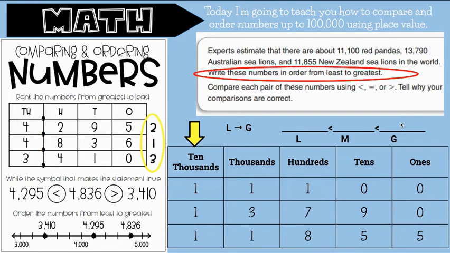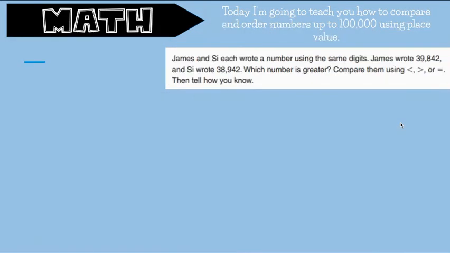Awesome. Okay, are you ready for a chance to do it by yourself? Here is yours. James and Sai each wrote a number using the same digits. Think about what a digit is. James wrote 39,842 and Sai wrote 38,942. Which number is greater? Compare them using less than, greater than, or equal to, and tell us how you know.